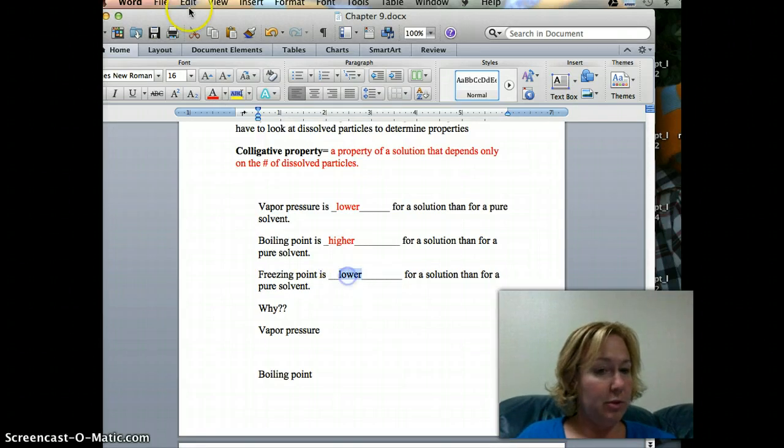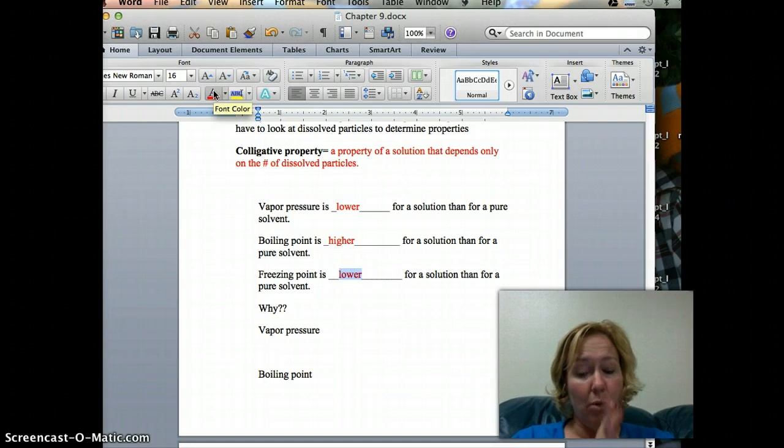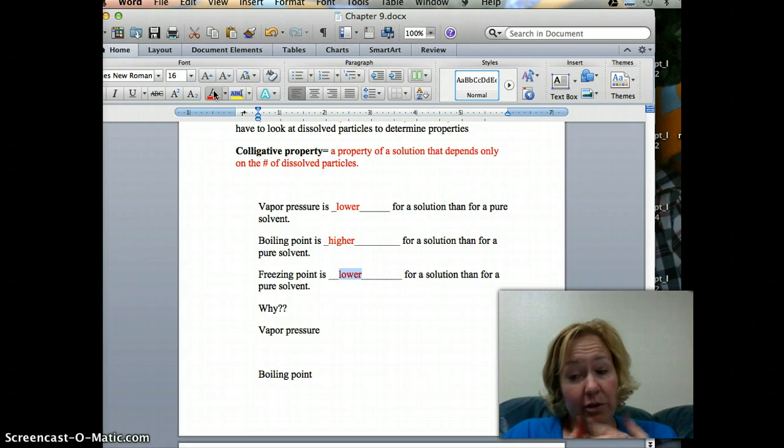Freezing point is lower. Okay, why would freezing point be lower? Let's think about it. This means it takes more energy to freeze your ice pops. If you get two ice cube trays and fill one with water and one with grape juice, it will take longer for the grape juice to freeze. It just will.